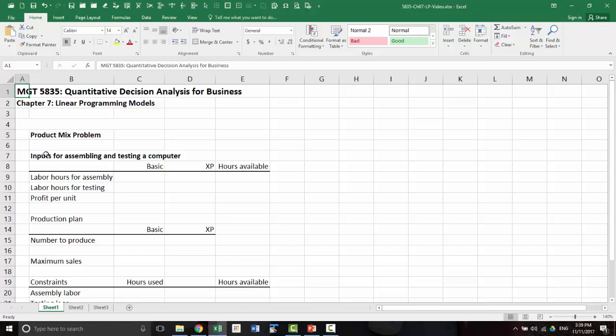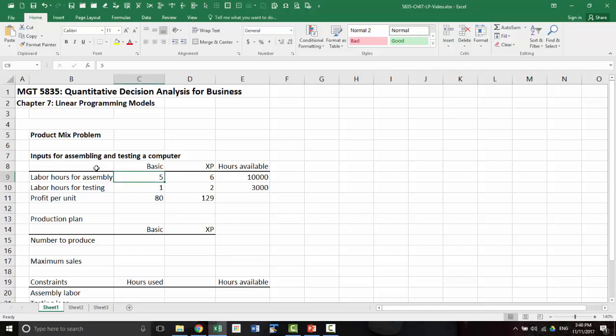So the first thing to do is to set up all the input values. So we have two computers and we have some requirements in terms of labor hours, and then how many hours are available and how much profit per unit. Okay, so this is information given to us in the problem. So we have to first set up the input values of the model. All right, so these are the data that's given to us.